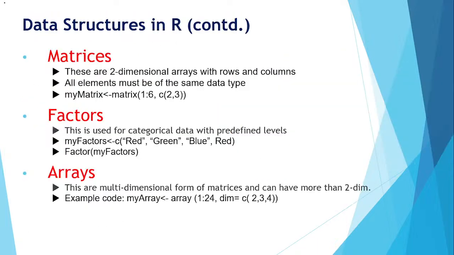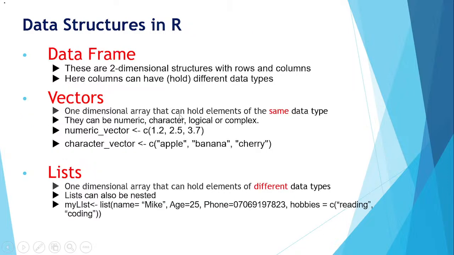Then quickly, we also have matrices. Matrices are two-dimensional arrays with rows and columns, and the elements must be of the same type. You can have a matrix in such a way that you want to generate numbers 1 to 6, for example, and then you want R to format it for you in such a way that it will be 2 by 3. This is a 2 by 3 matrix. You are actually telling R with this code to take 6 numbers, 1, 2, 3, 4, 5, 6, and format them in 2 by 3. You can also say 3 by 2. Let me see if I can quickly demonstrate that.